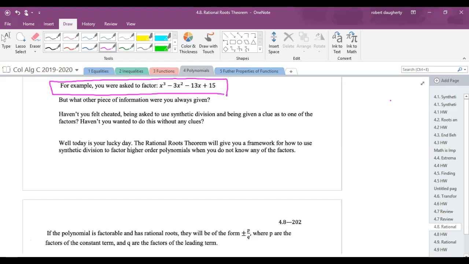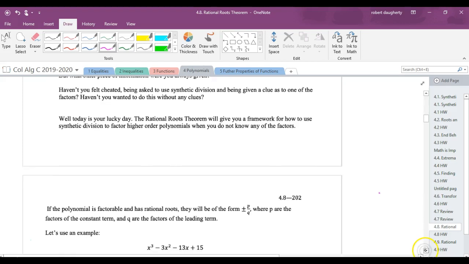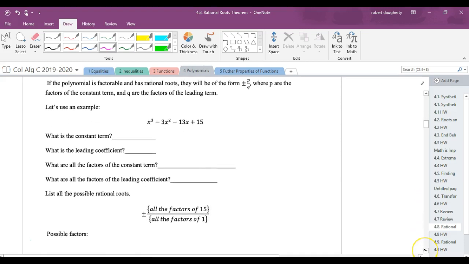So what I want you to be able to do now is factor that, and I'm not going to tell you that x plus 2 is a root, okay? So you're going to have to use synthetic division, but we're going to guide you to how you make good guesses toward that, okay? So let's look at a polynomial like this.